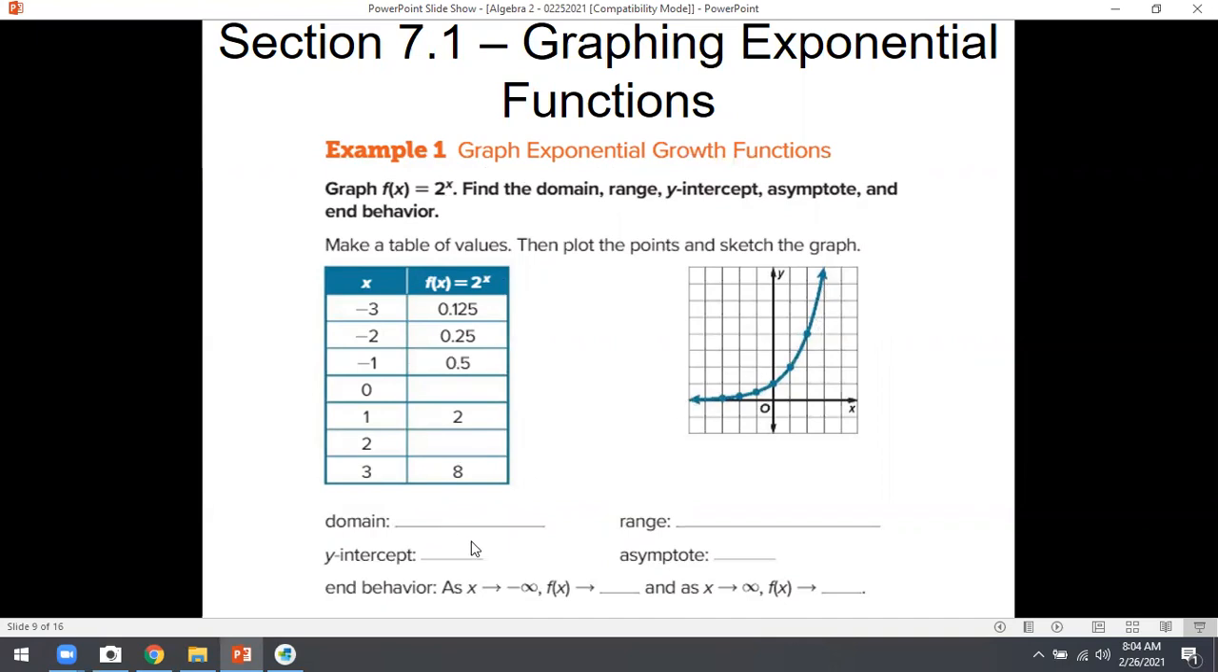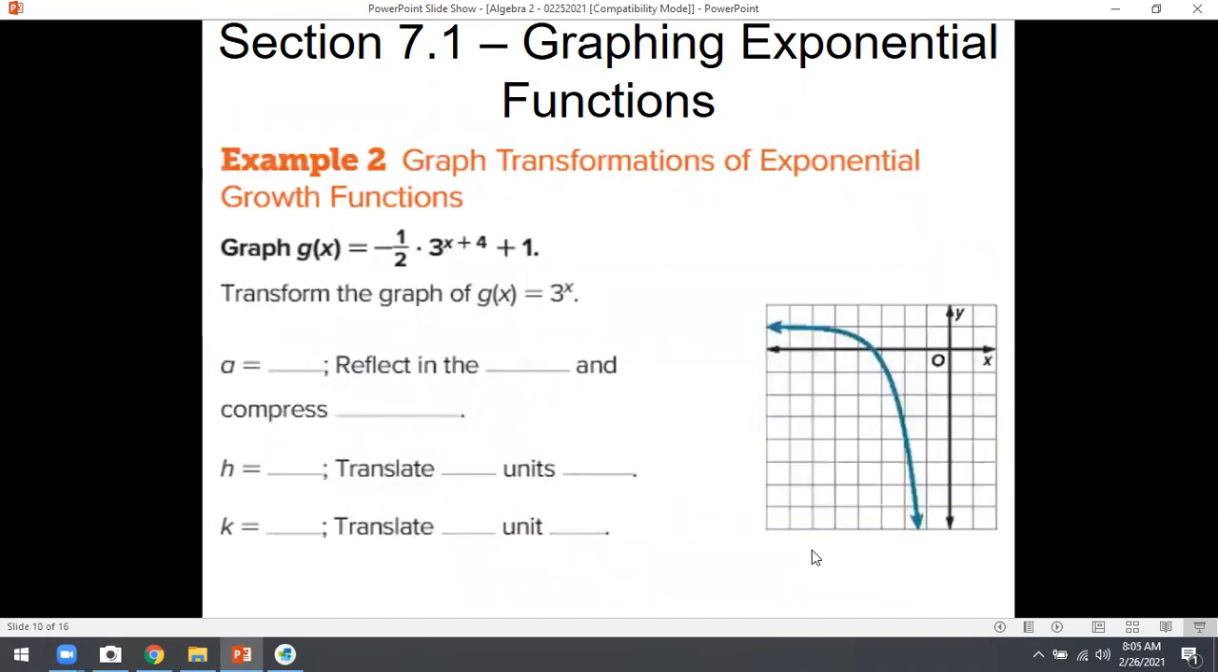But you should be able to tell me just by looking at this thing what the domain and range is. The domain would be negative infinity to infinity, right? The range would be 0 to infinity with parentheses. The intercept is at 1. The asymptote, there is an asymptote here, y equals 0. And as you go to the left, this thing approaches 0. And as you go to the right, this thing approaches infinity right there. Let's try a more complicated one.